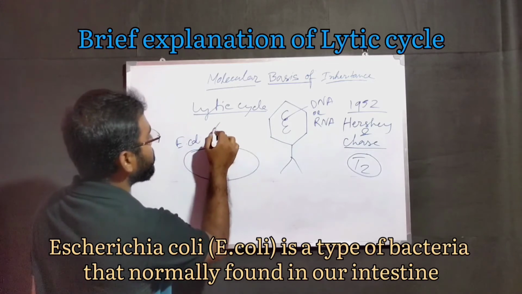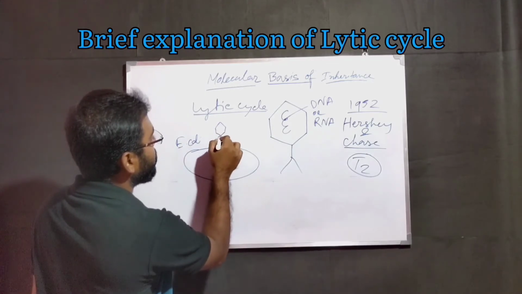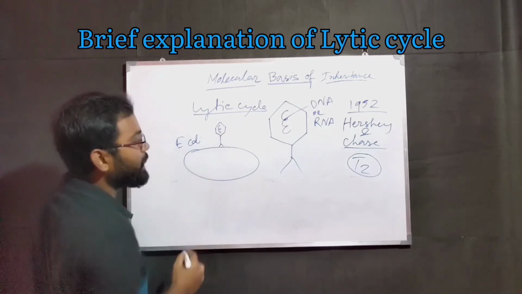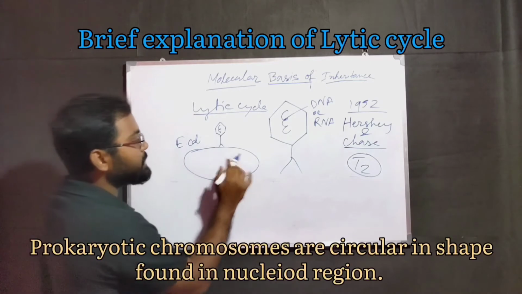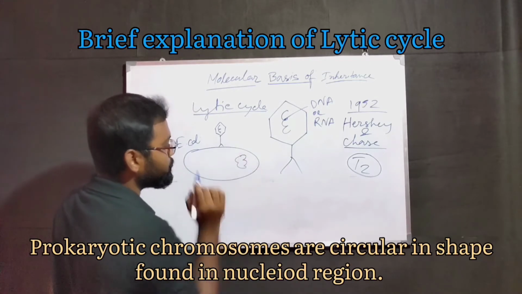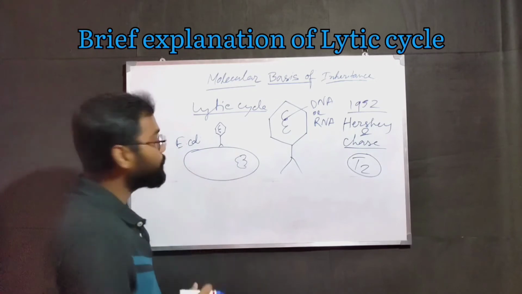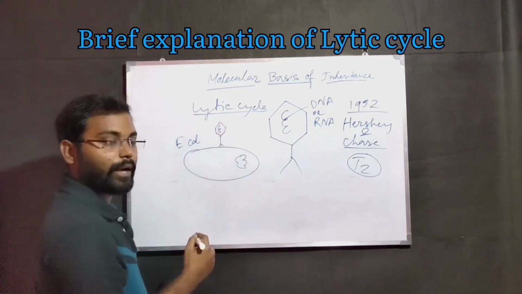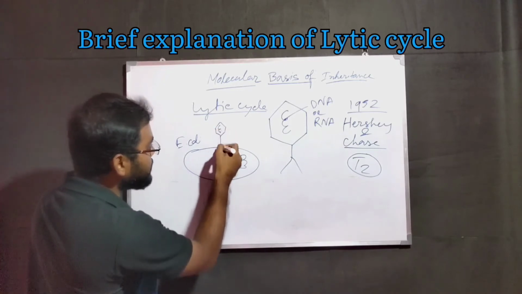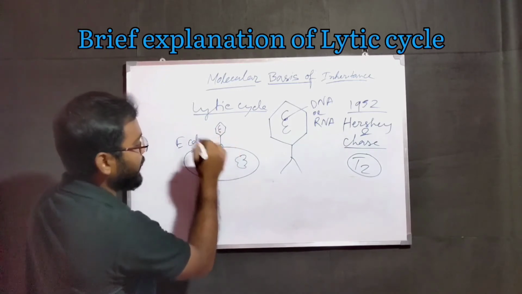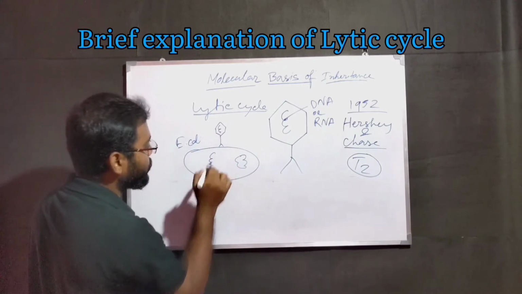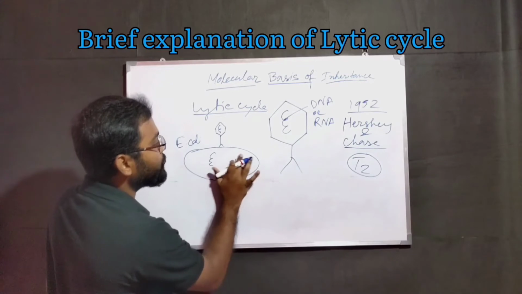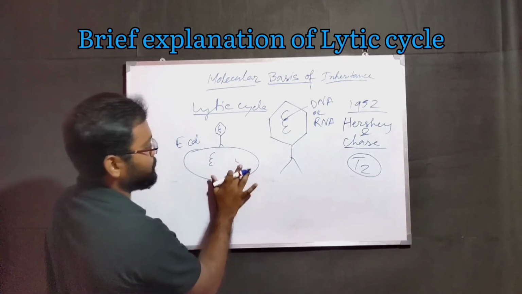and this is a bacteriophage that infects the E. coli. E. coli has its own chromosome, circular DNA, and when the phage infects the E. coli, it just injects its DNA or genetic material. It will produce some protein that actually destroys the bacterial chromosome.